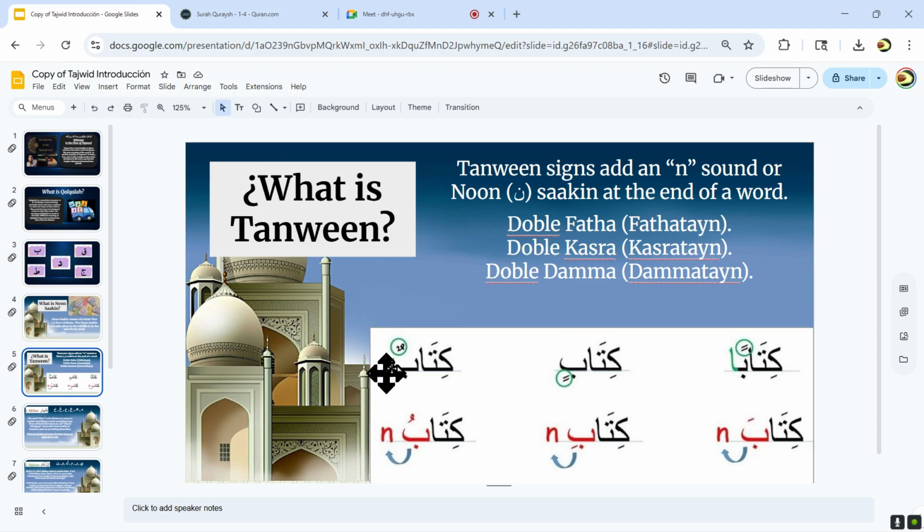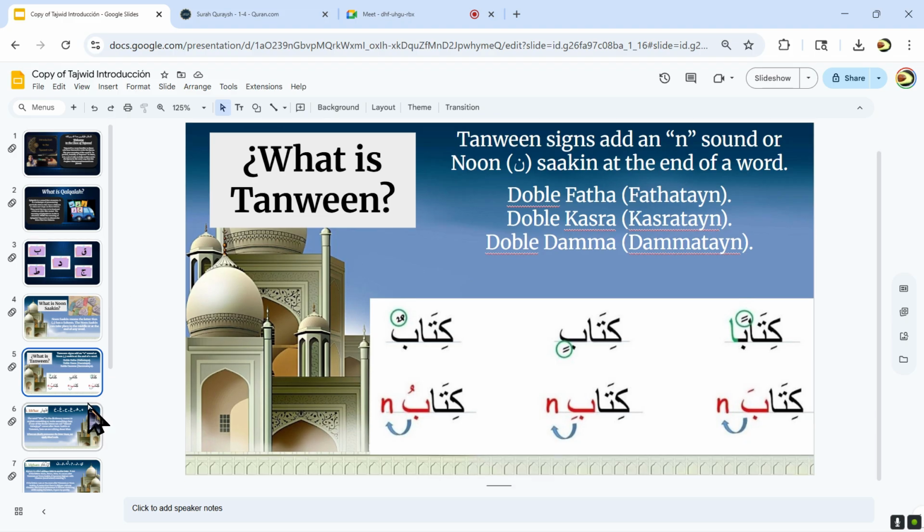You guys are good with this? Either way it means the same thing, right? Yeah, you'll just hear both. Somebody might say fathatain, somebody may say fathatan. Different dialects. Makes sense.